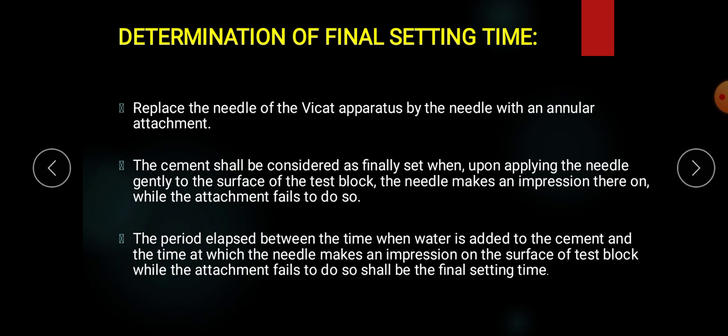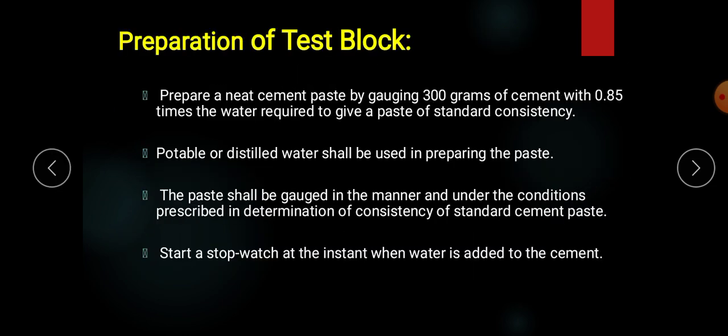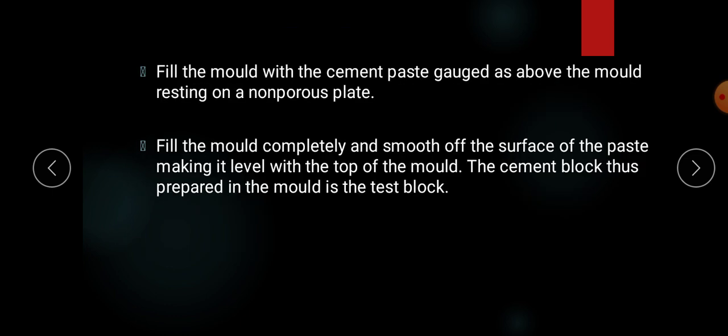The time between when water is added to the cement and the time at which the needle makes an impression on the surface of the test block while the attachment fails to do so shall be the final setting time. So the time between these two is noted as the final setting time of cement. If you want detailed information about the preparation of the test block, I have already explained that in the initial setting time of cement video, so you can watch that.